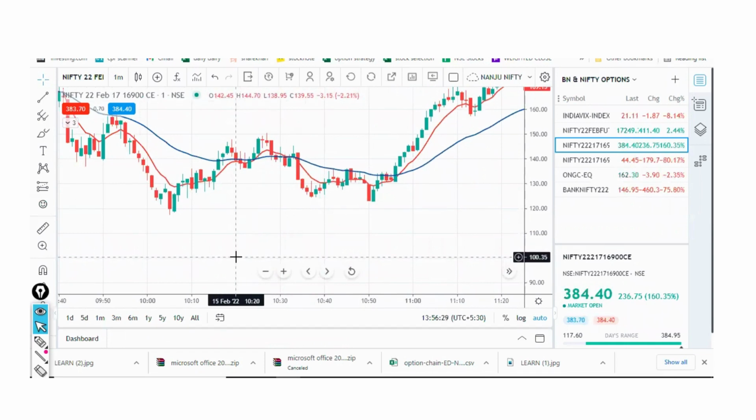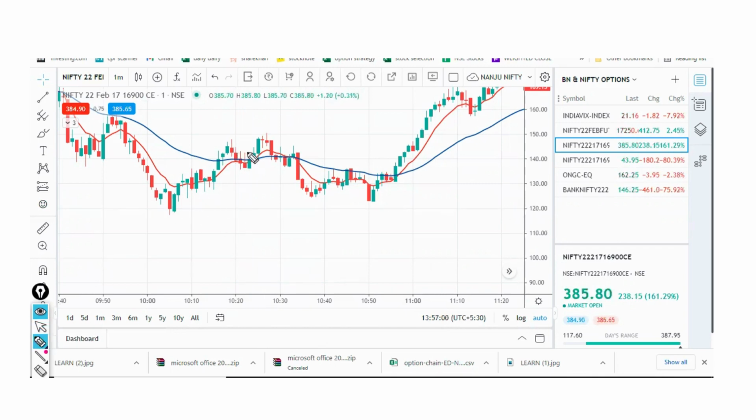I'm a buyer. I have to buy. I will be buying above the high at 10:20, which is 144.7, almost 145. 145 and 139. So my stop loss will be at 139 and my entry will be at 145. So this trade is not active.